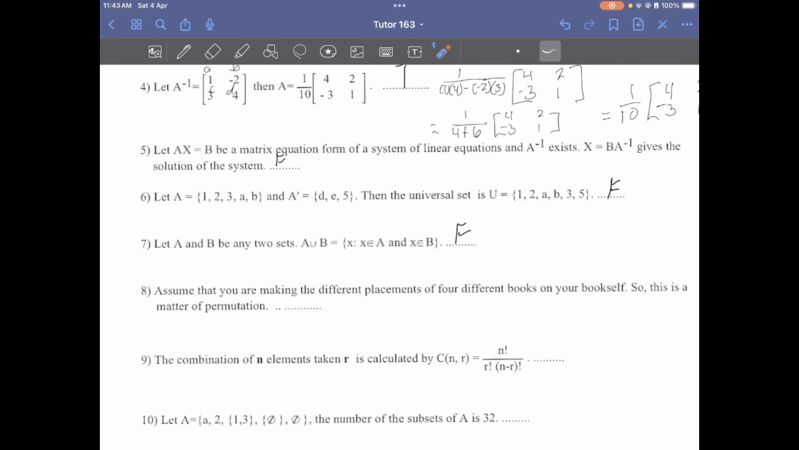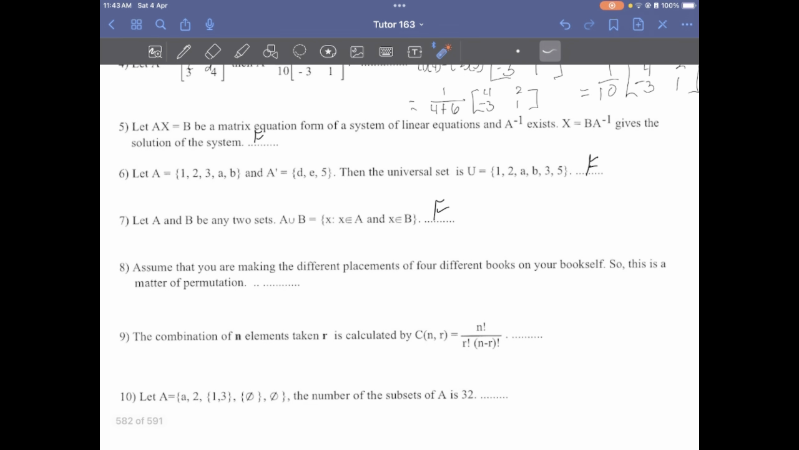Assume that you're making the different placements of 4 different books on your bookshelf. So this is a matter of permutation. That is true. Deal with order. The combination of n elements taken r at a time is calculated by this formula for combination. You could use your calculator too. This is true.